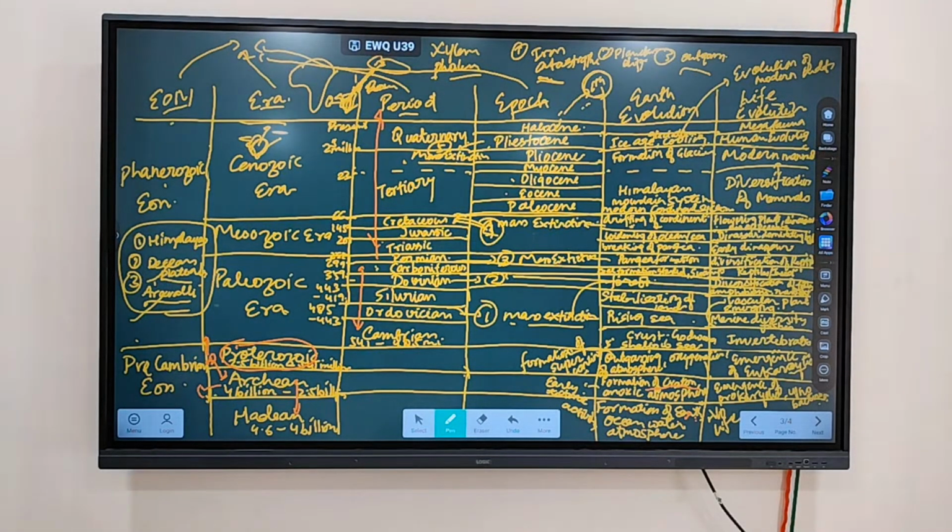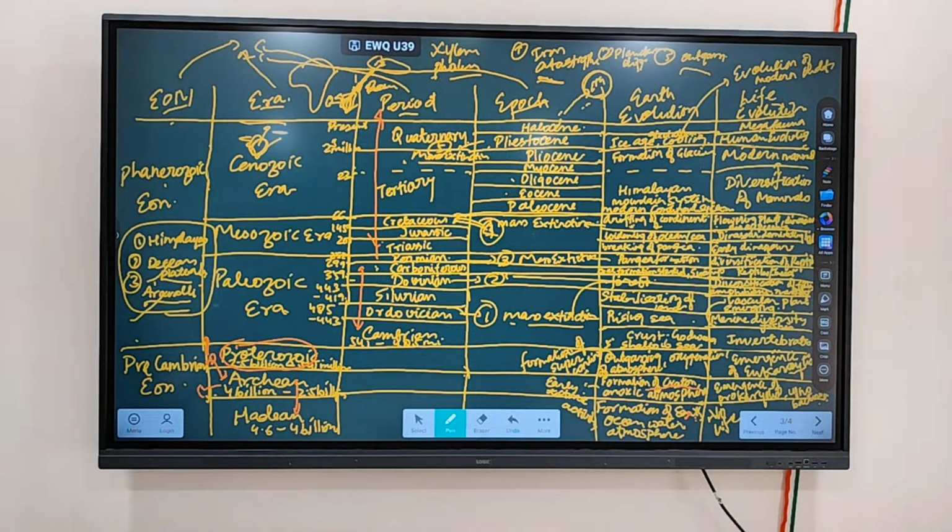They are divided into two types: Archean Gneiss and Schist, and Dharwad rock. Archean Gneiss and Schist were the first igneous rock, and Dharwad rock were the first sedimentary rock. Both do not contain fossils. So Archean rock does not contain fossils. Fine. Any doubt regarding this particular part?